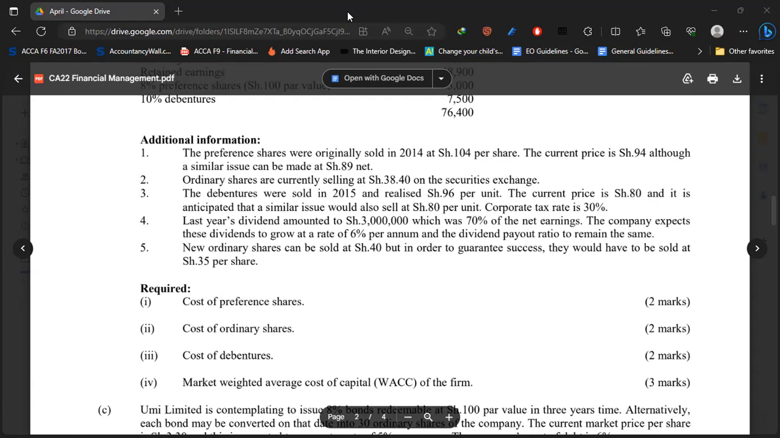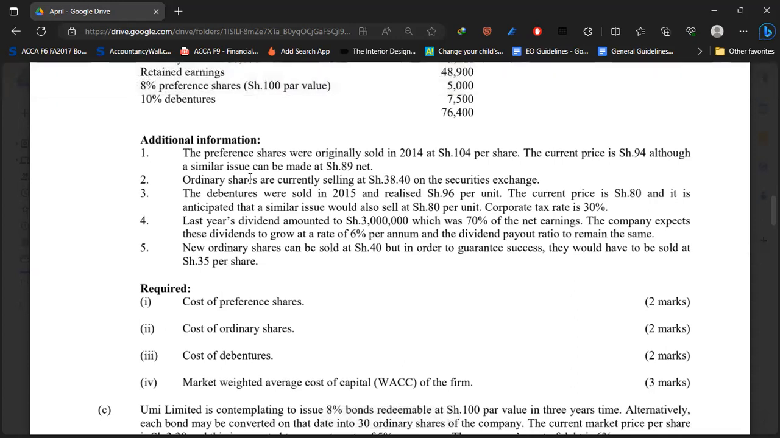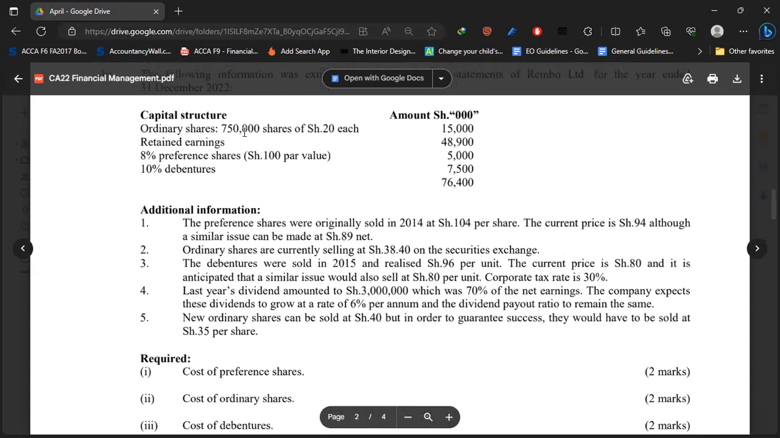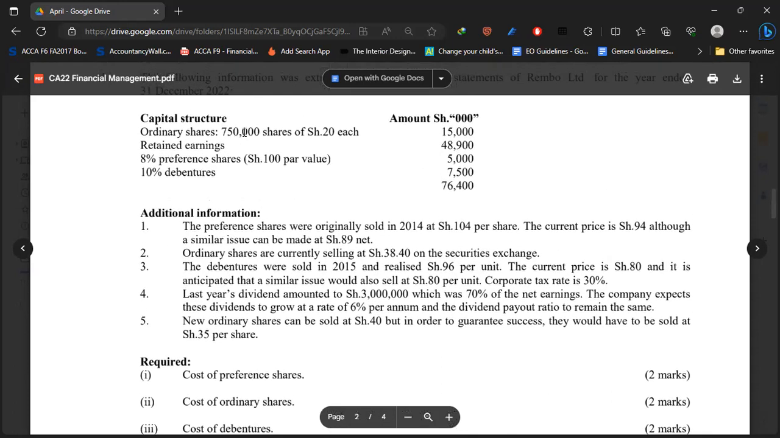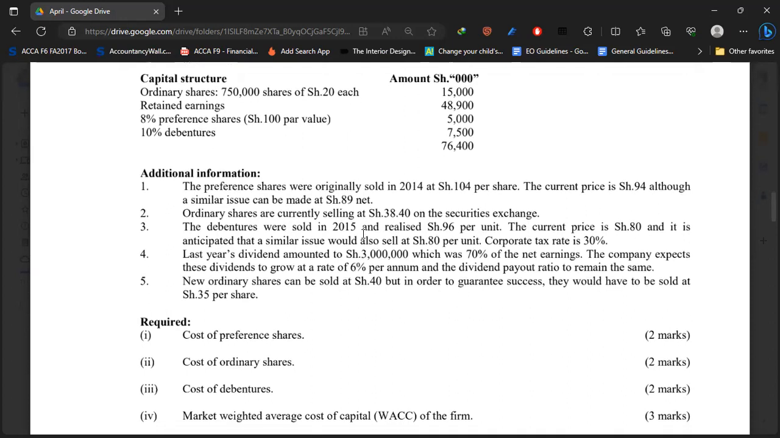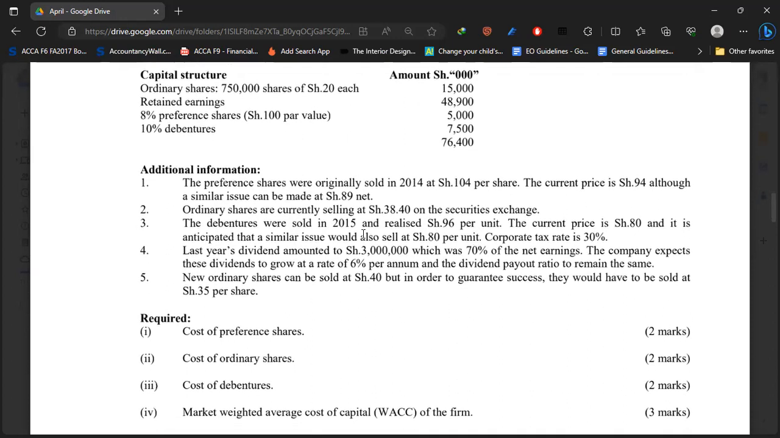Thank you so much. You can see how the examiner is able to put the question there. And one of the key things is that the additional information is always the elaboration of the existing capital structure of the organization. We can already see the examiner telling us, when we start with the preference share capital, that the shares were originally sold at 104 per share in 2014. The current price is 94, although a similar issue can be made at 89 net. What does that mean? That is where the students got confused in this exam. Because the 89 net means that they have already deducted for you any discount and flotation costs.